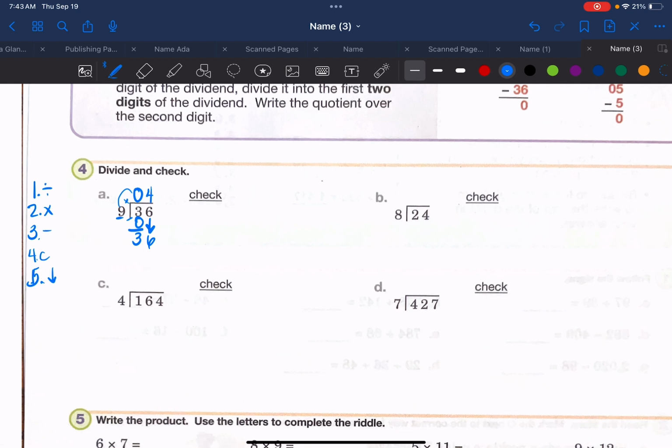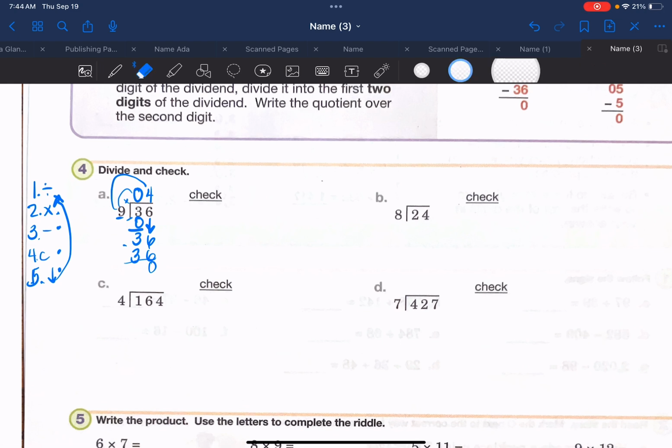If you were counting, that was 4 times. So I started all over. I just divided. Now I'm going to multiply. 9 times 4 now. 9 times 4 is 36. Now I subtract. 36 take away 36 is 0. Now I check it. Is 0 less than 9? Yes. Now I'm at bring down. Do I have any more numbers to bring down? No. So that is all.